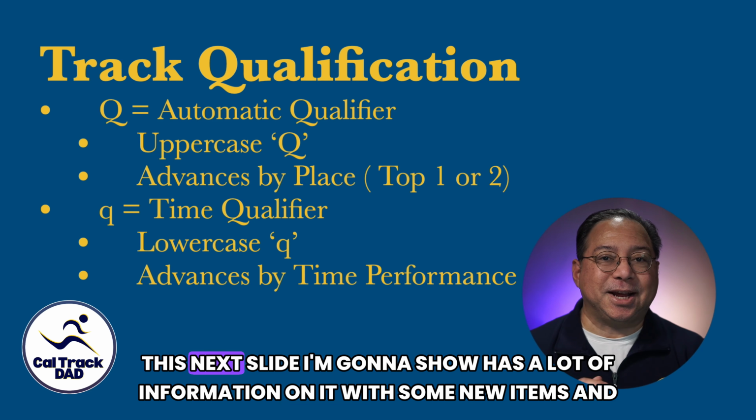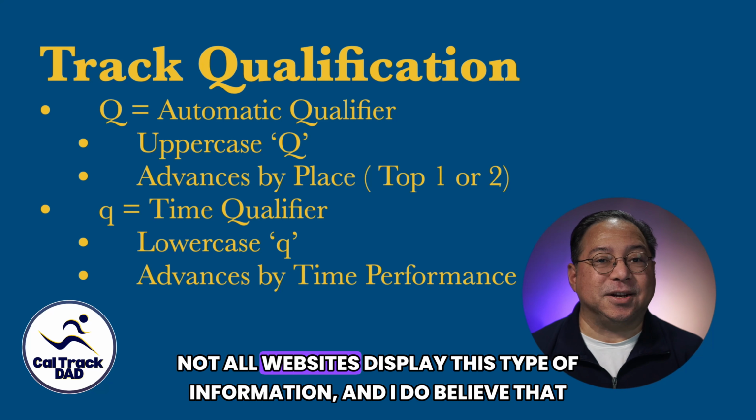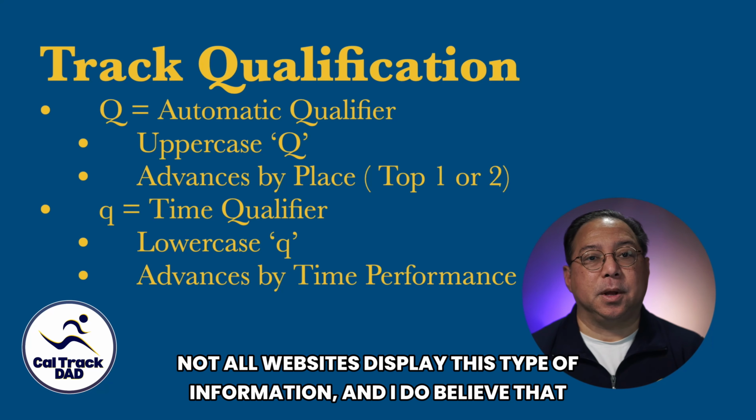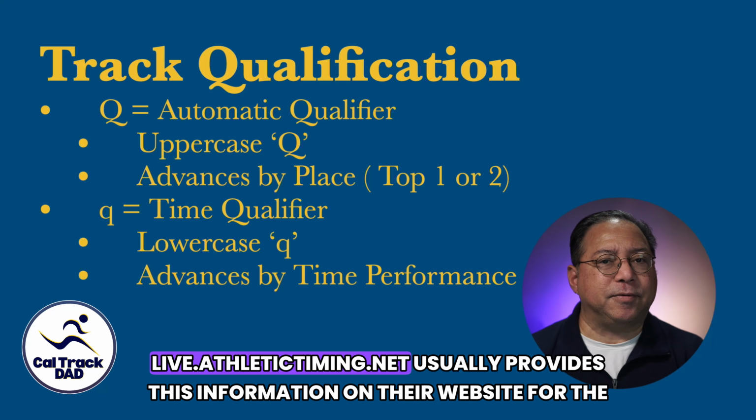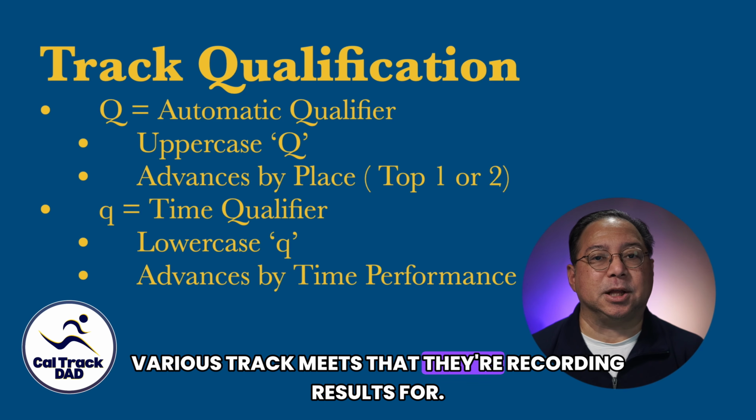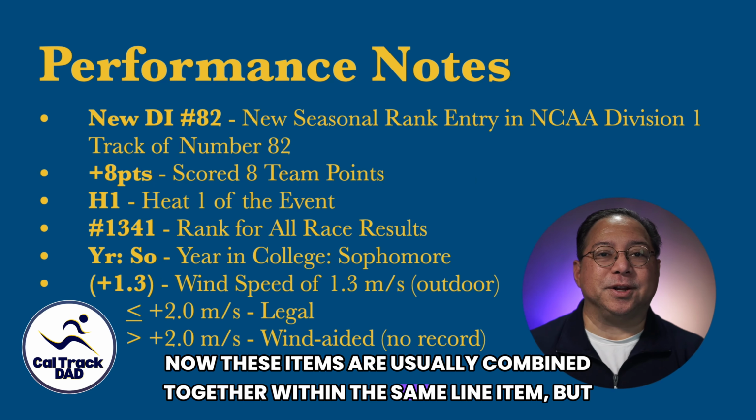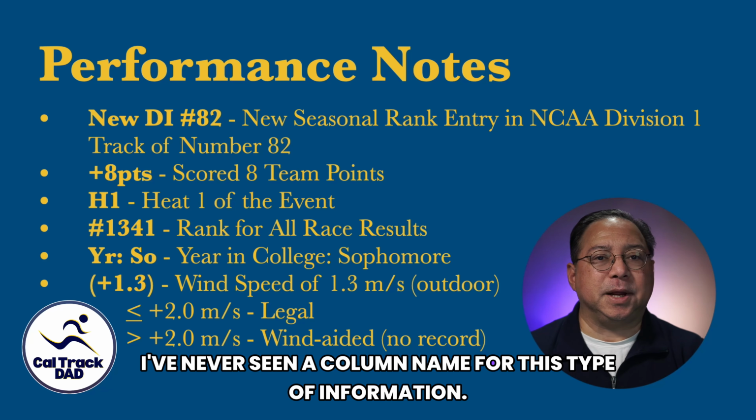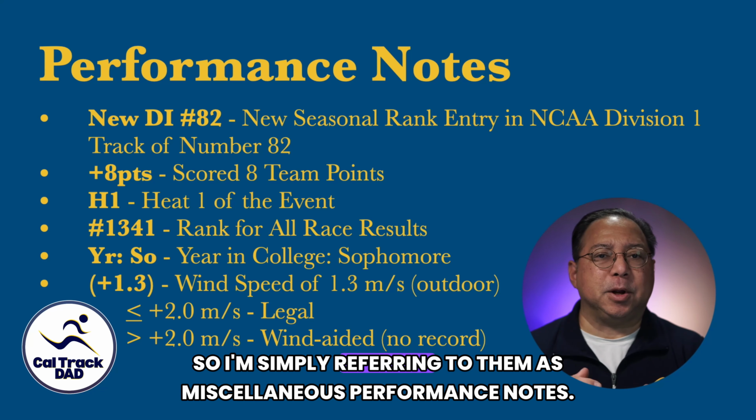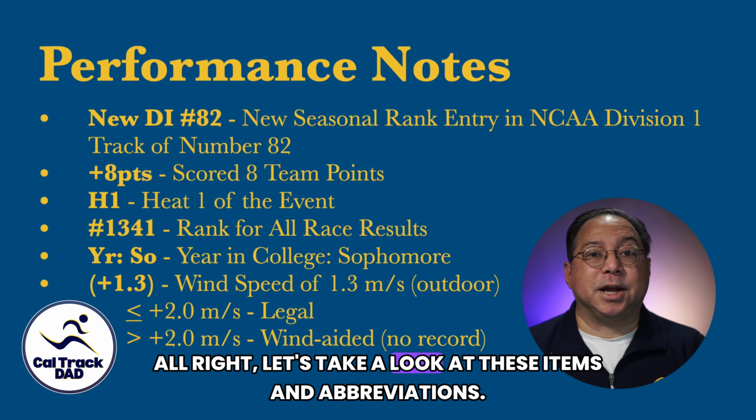Now, this next slide I'm going to show has a lot of information on it with some new items and abbreviations. Not all websites display this type of information, and I do believe that live.athletictiming.net usually provides this information on their website for the various track meets that they're recording results for. These items are usually combined together within the same line item, but I've never seen a column name for this type of information, so I'm simply referring to them as miscellaneous performance notes. All right, let's take a look at these items and abbreviations.